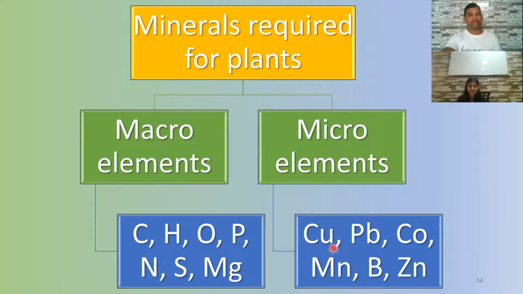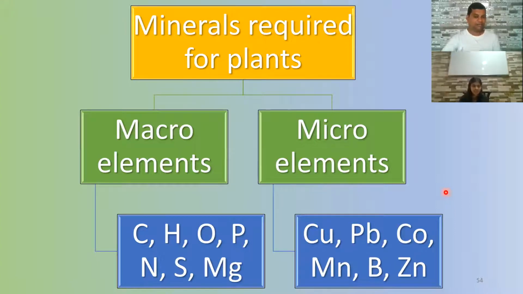Micro elements में there are other minerals which are required in comparatively less quantities or very less quantity. So trace elements भी बोलते हैं, but still they are required even though they are in trace quantities, because उनके absence में deficiency के symptoms आते हैं plants में. So you have lead, cobalt, manganese, boron, zinc, etc. Iron, molybdenum, most of the micro elements.